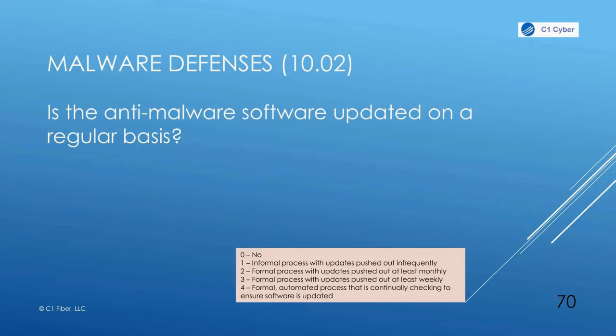Is the anti-malware software updated on a regular basis? Score 0 if your organization does not update anti-malware. Score 1 if your organization updates anti-malware infrequently and/or inconsistently. Score 2 if your organization has a formal process and updates anti-malware less than weekly. 3 if your organization has a formal process and updates anti-malware at least weekly. And 4 if your organization has a formal automated process and is continually checking to ensure anti-malware software is updated. Pause the video now in order to consider and record your answer before continuing.